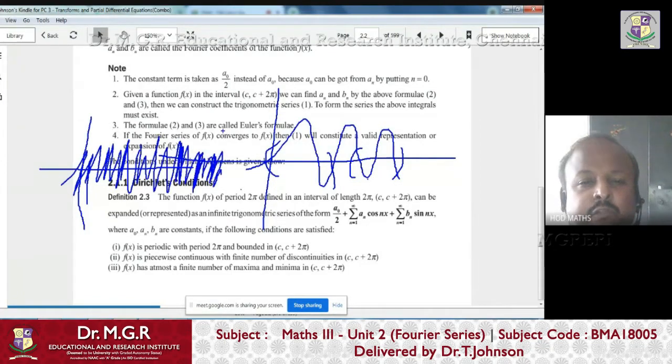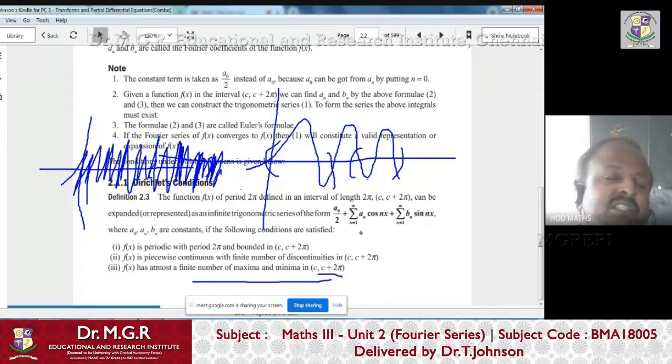But an infinite number of times it goes up and an infinite number of times it comes down. So it has an infinite number of maximas and minimas, right? Even in a small interval. But we should have only a finite number of maximas or minimas in the interval where the function is defined, right?